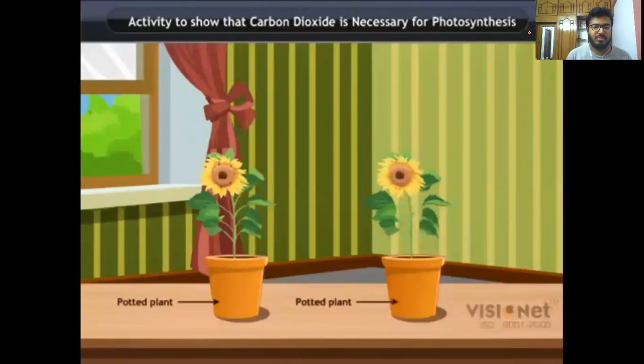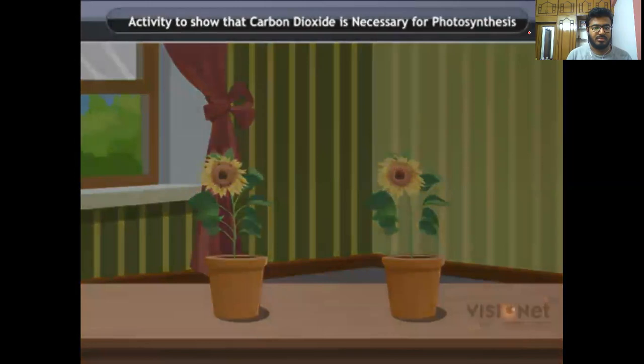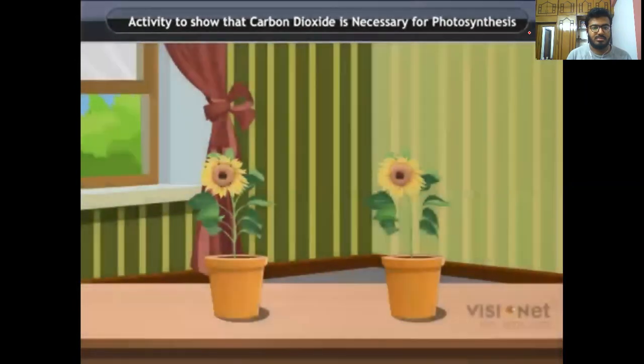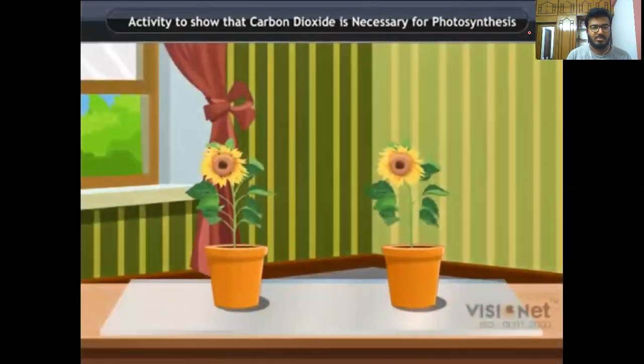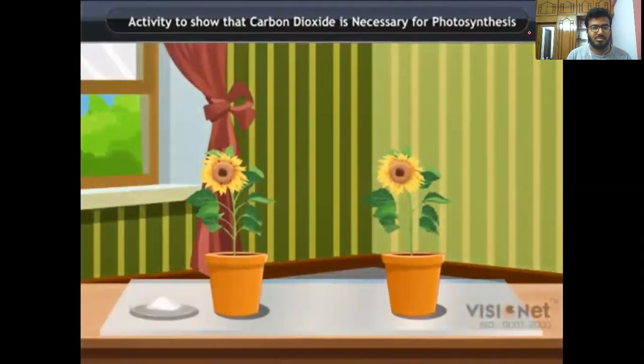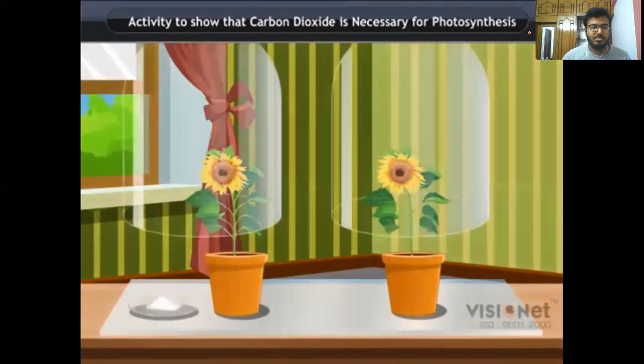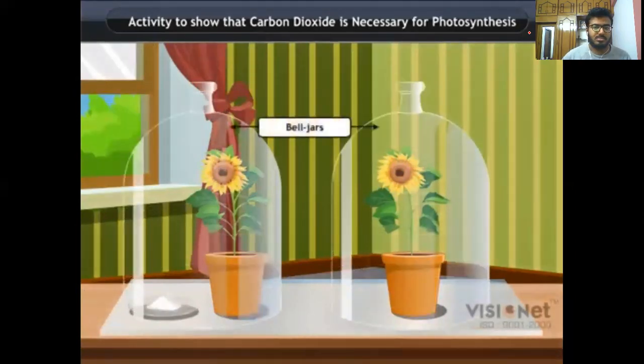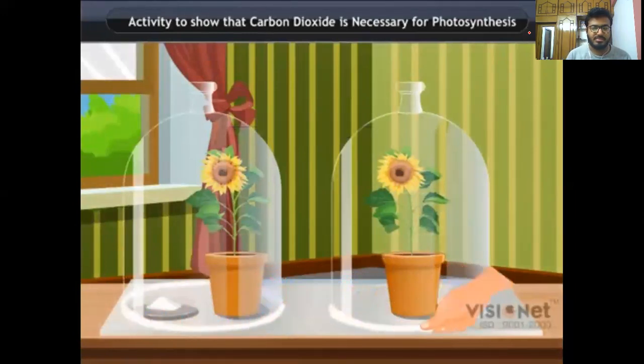Take two healthy potted plants which are nearly of the same size. Keep them in a dark room for 3 days. Now place each plant on separate glass plates. Place a watch glass containing potassium hydroxide by the side of one of the plants. The potassium hydroxide is used to absorb the carbon dioxide. Cover both of the plants with separate bell jars as shown. Use Vaseline to seal the bottom of the jars to the glass plates so that the setup is airtight.